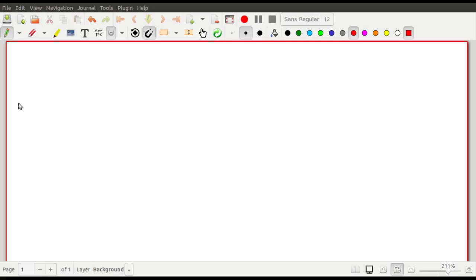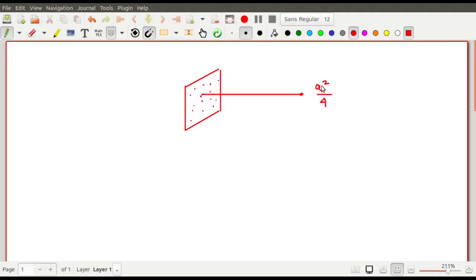So let me just try to draw a diagram. This is just a recapitulation of the last class, which I will go through, and then I will start today's class. So this was my wavefront, and if I consider the effect of the entire wavefront, the whole wavefront, that is, there is no obstacle on it, then we find that the intensity over here is given by A1 square by 4, where A1 is the contribution coming from the first half period zone.